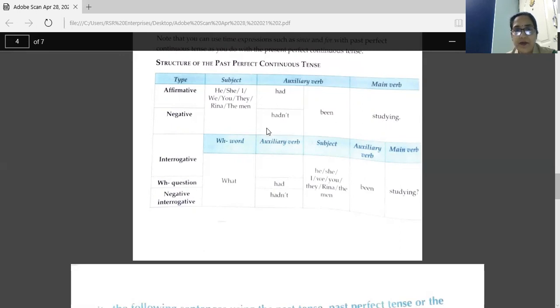This is the negative form. Let's see the interrogative using a WH question or WH word. What? Auxiliary verb had. Then the subject, you can take singular or plural. Had, he, then the auxiliary verb that is been here. What had he been studying? Or if you have to make the negative of this, what hadn't he been studying? So this is the negative interrogative.